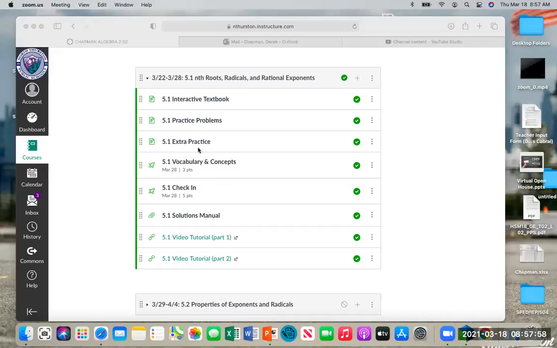Extra practice, that's mainly there for when we test, but feel free to access that and do any other problems you'd like. And then the 2 assignments due for the week, both on Sunday, the 28th at 11:59 p.m., the vocab and concepts in the check-in. As always, you got the solutions manual here for all of these practice problems and all the extra practice problems. Every problem that's in the lesson is in this solutions manual. And then my video tutorial, part 1 is just the instructional part of it. And then part 2 are all the practice problems. So feel free to access that if you'd like.